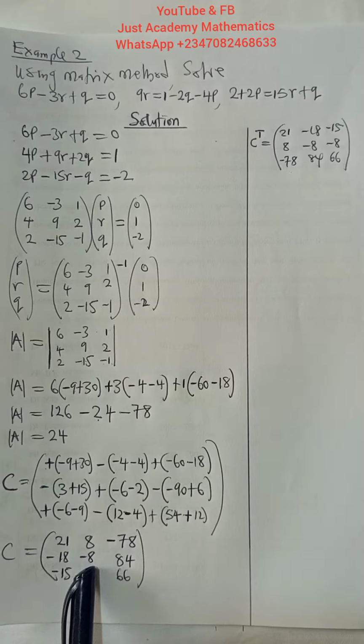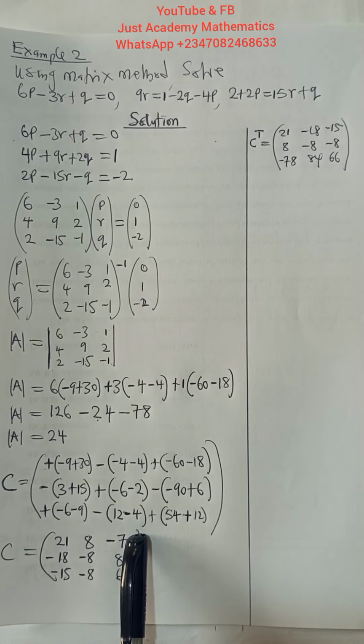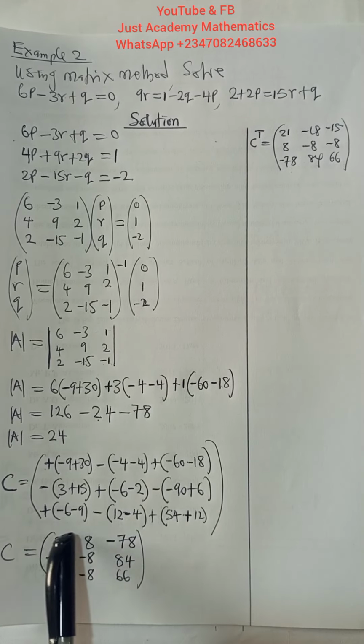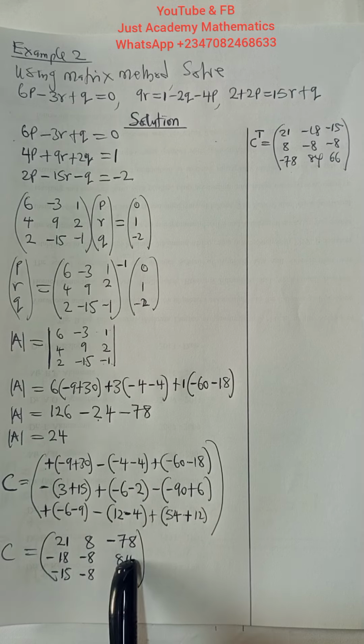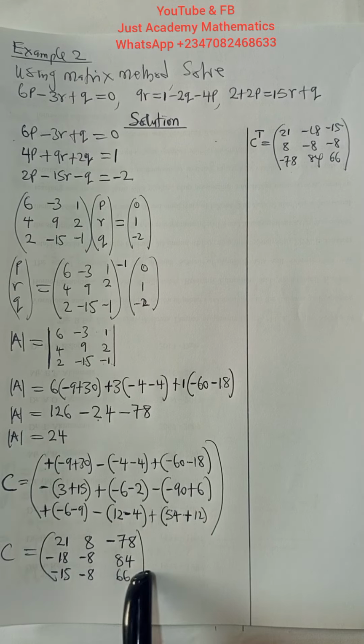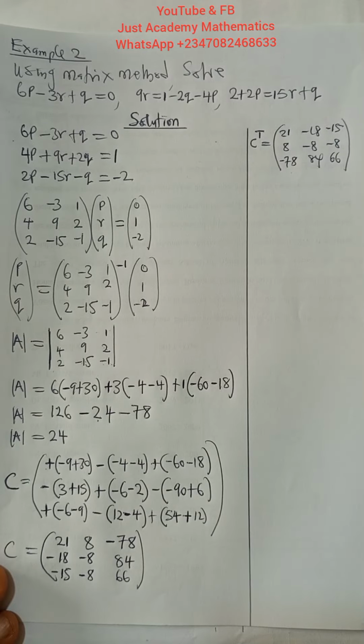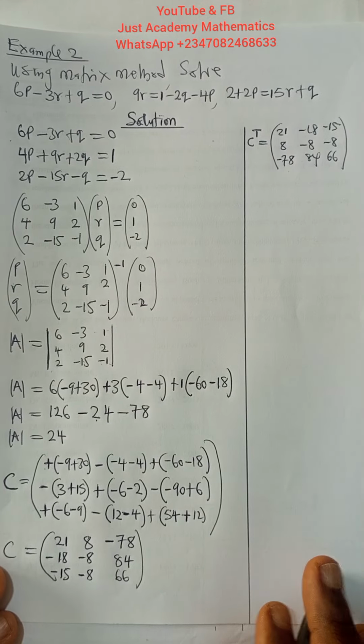We have just transposed this. The row becomes the column, the row becomes the column, and the row becomes the column. That is how to transpose. Now, what is the next thing? Let's get the values of P, Q, R.